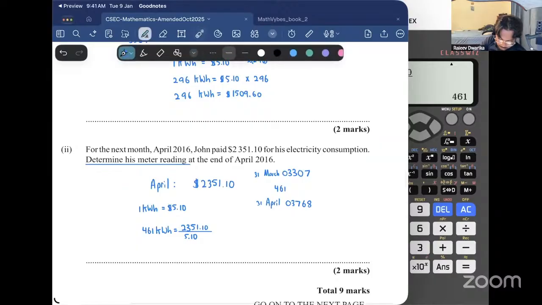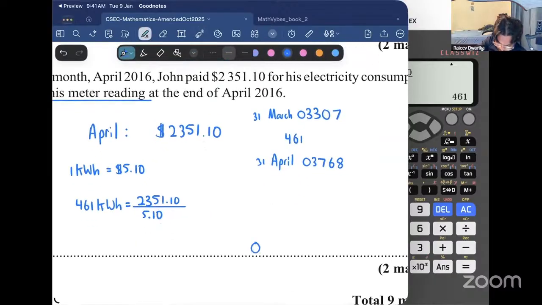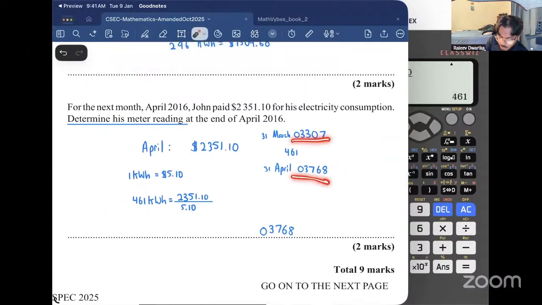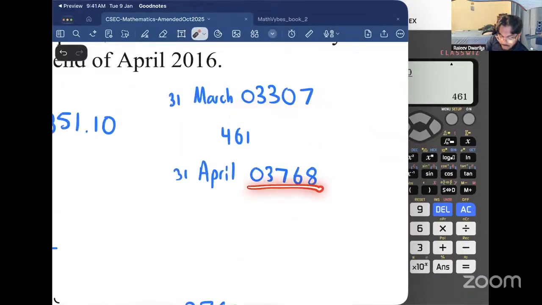So you have to go back to the month before to know how much you get in April. Correct, because if I were to take away these two, wouldn't that tell me how much I use in April? Watch. If I take away this from this, what do I get? What's the difference between 3,768 and 3,307? 461. The same 461. So I hope you understand, we go full circle.